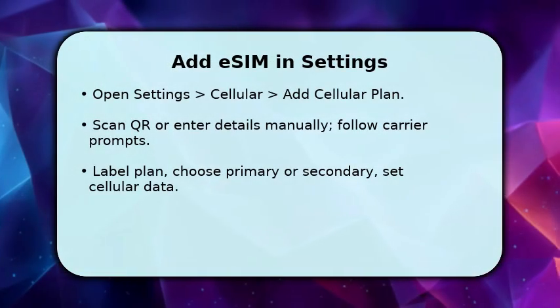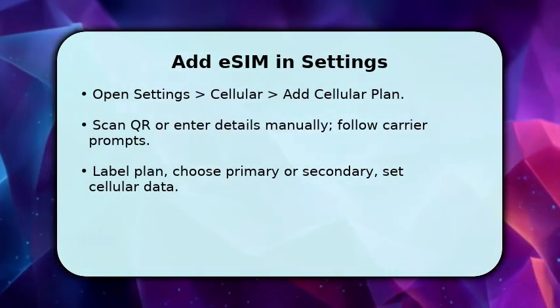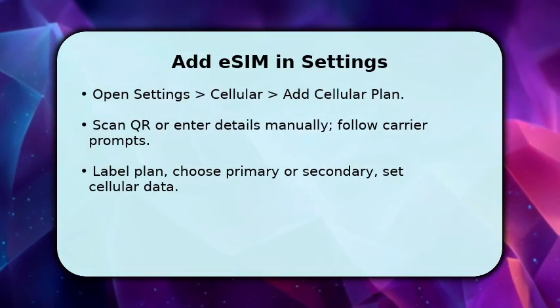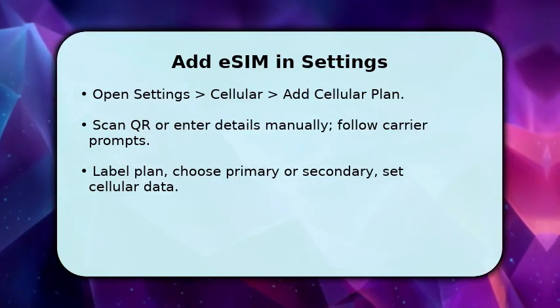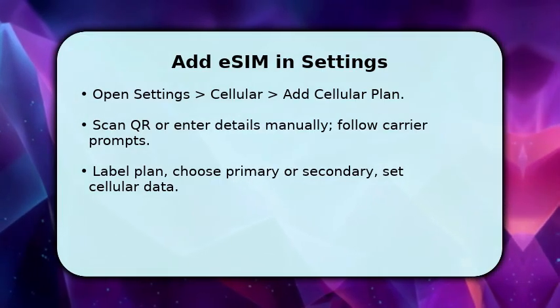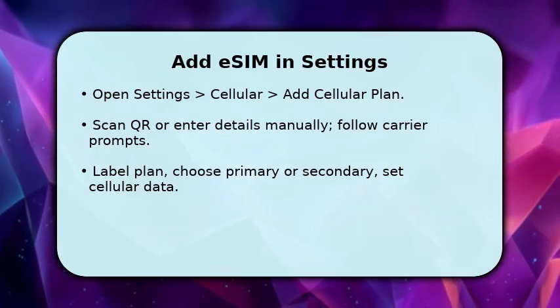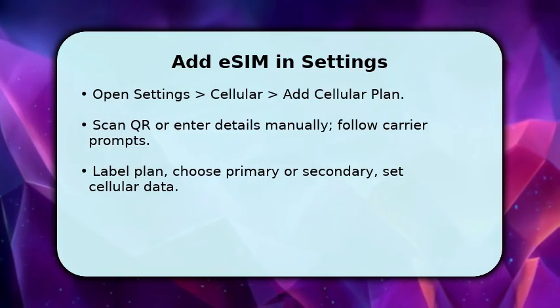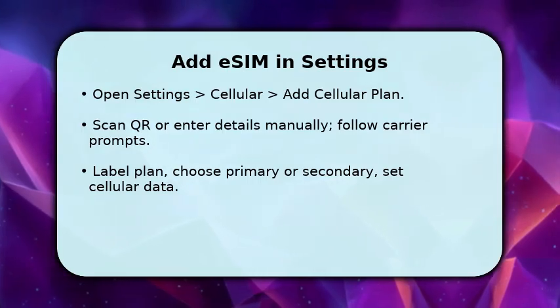You open Settings, tap Cellular, then Add Cellular Plan. This is where the phone listens for activation info. If you have a QR code, scan it with the camera. If not, choose Enter Details Manually and type the SM-DP+ or activation code your carrier gave you.